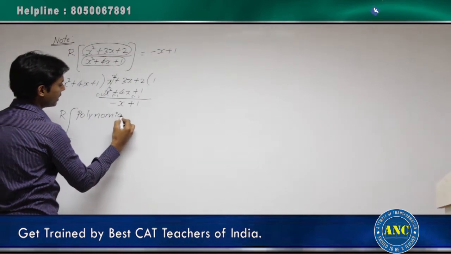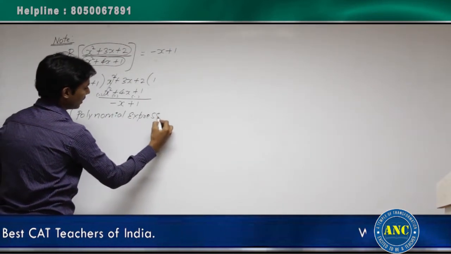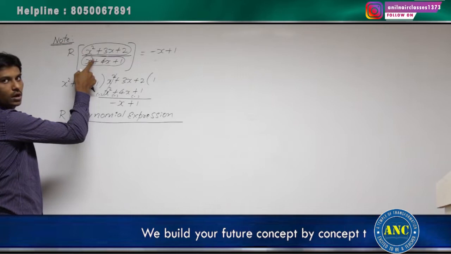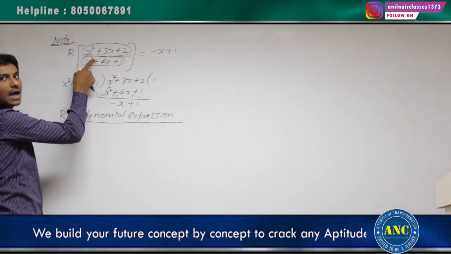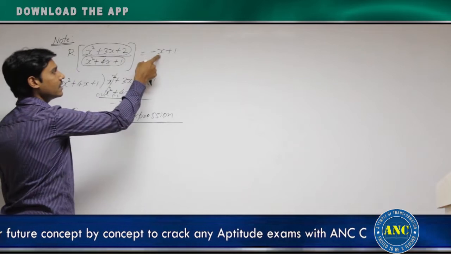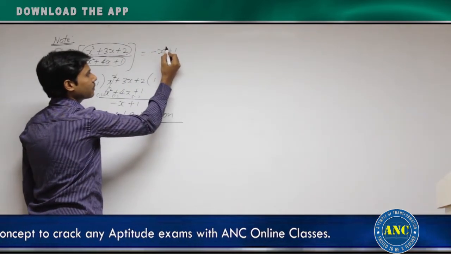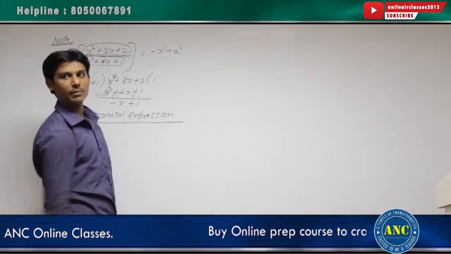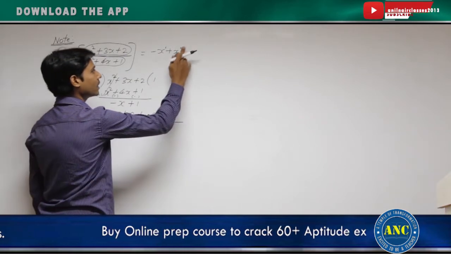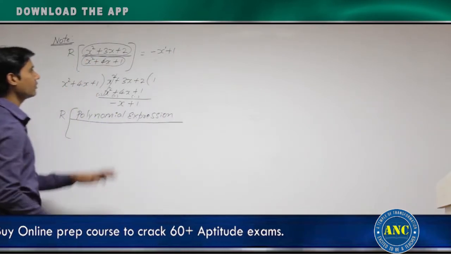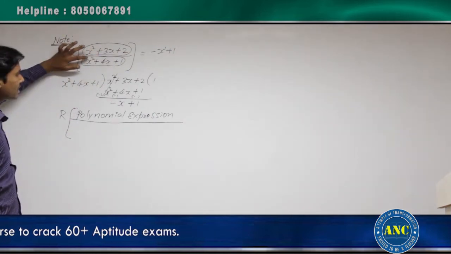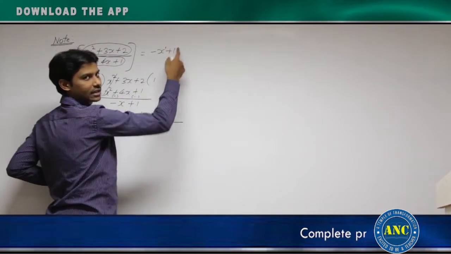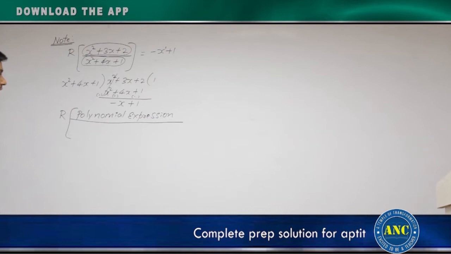Remainder when a polynomial expression is divided by an expression of degree 2. What is the remainder? You are getting a remainder with an expression of degree 1, or a remainder with an expression of degree 0. X power 0 is nothing but 1 itself, right? Whenever you divide any polynomial expression with an expression of degree 2, the possible remainders will be degree 1 or degree 0. That means it will be less than 2.